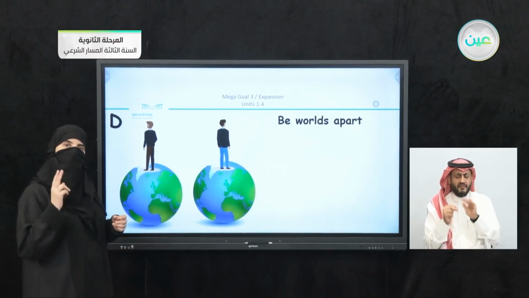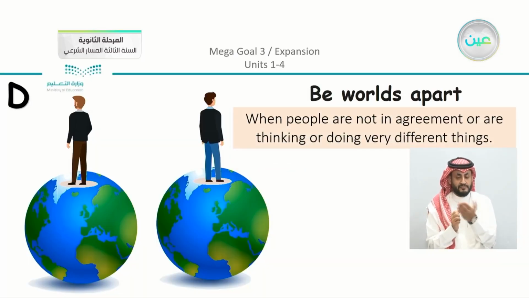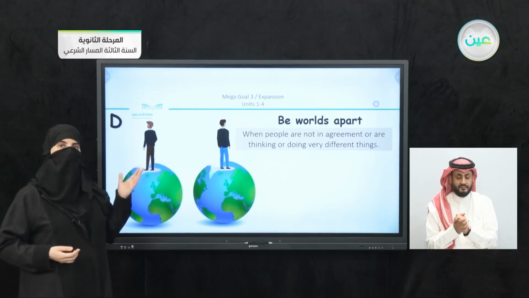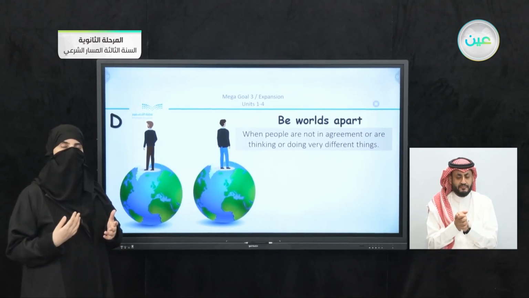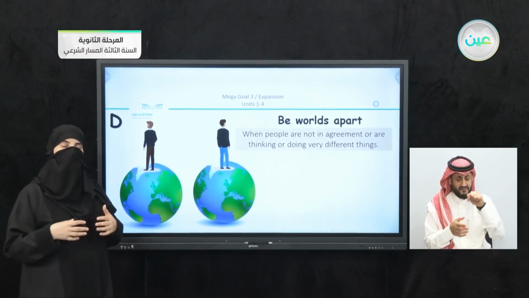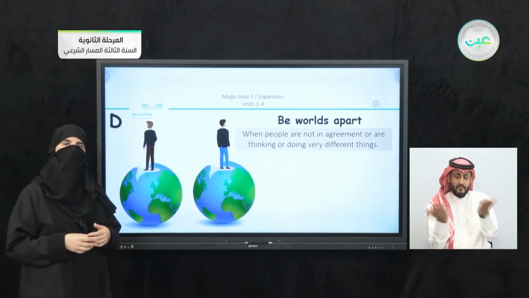Now actually we can give two meanings for this one. We have here "be worlds apart." Now these two young men, we can say that when people are not in agreement or are thinking or doing very different things. So if there is a kind of misunderstanding, or disputes, if you remember or recall what we took in Unit 2, when we talked about vocabulary and how some people avoid having disputes with other people. Now, if this happens, this means that these people are worlds apart, or we can say that they are just different or doing different things.